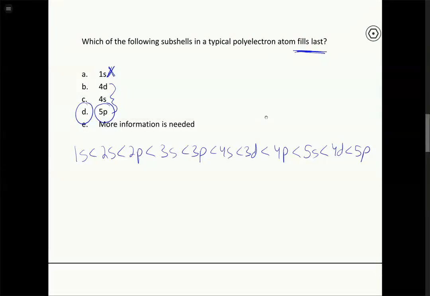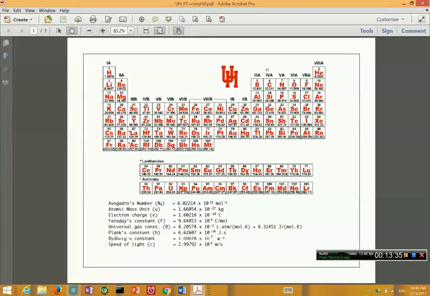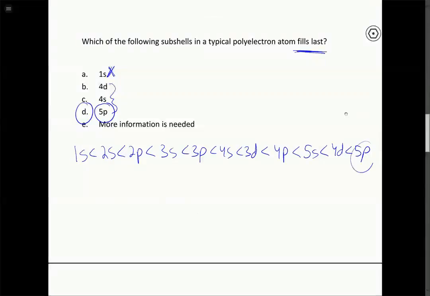So from the periodic table, we can get the ordering of all the subshells if we wanted to. And again, that's 1s, 2s, 2p, 3s, 3p, 4s, 3d, then 4p, then 5s, 4d, 5p. So of those ones, 5p again comes last. That's going to be the one that's filled last, the highest in energy.